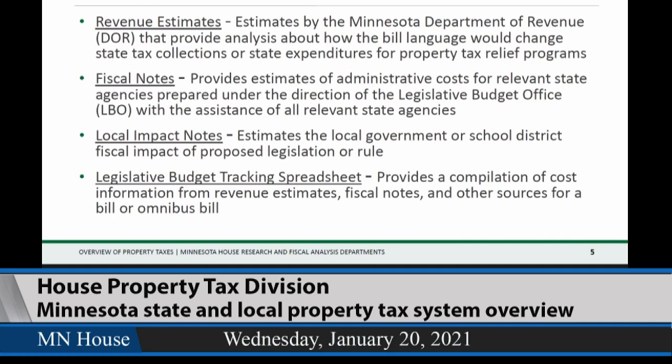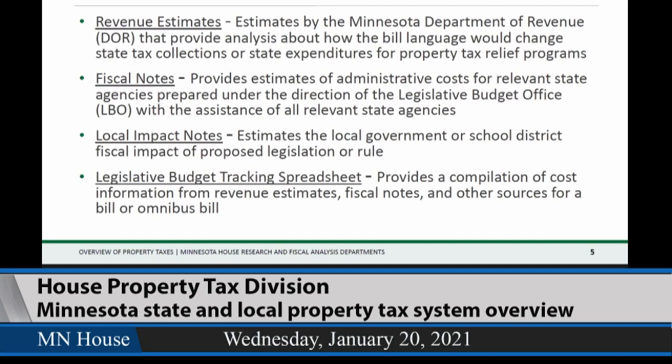Now, the third item on the list is local impact notes. Local impact notes estimate the local government or school district fiscal impact of proposed legislation. It can be requested only by the chair or ranking minority of the Taxes or Ways and Means Committee in the House. LBO coordinates the process with input from local officials, which may take many weeks to complete depending on the complexity and the response from local officials.